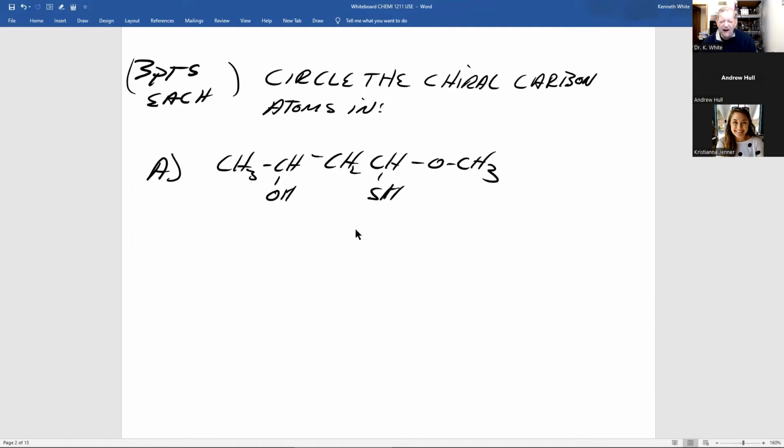All right, everybody see the molecule I just wrote on the whiteboard, along with circle the chiral carbon atoms in it, 3 points each. Thank you, everybody.